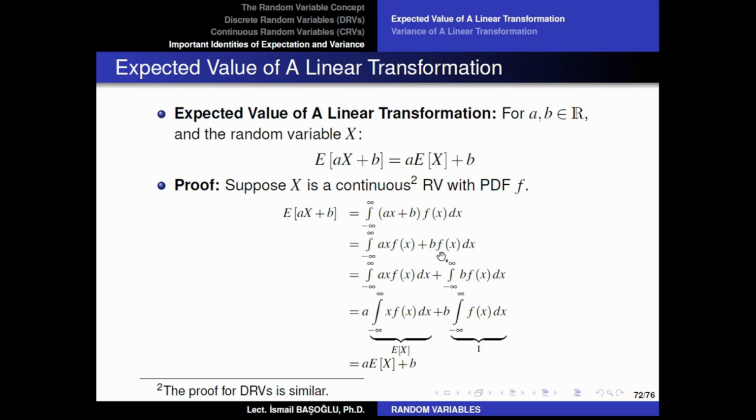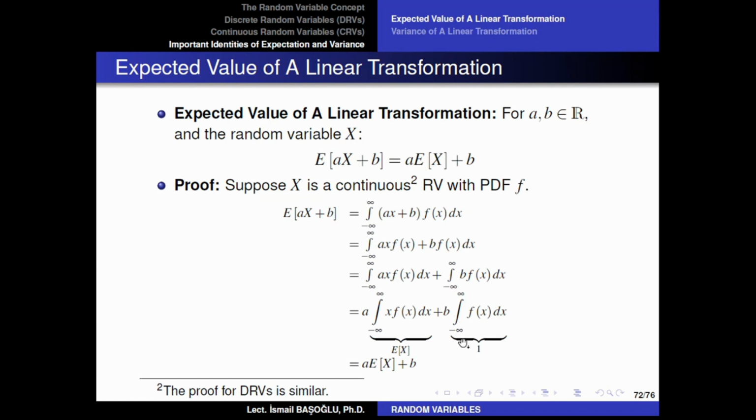And let's check the second component. In the second component, we have b as a constant multiplier, again, which can get out of the integral. And in the integral, the integrand, the function that we integrate, is fx simply. And if you integrate a probability density function from minus infinity to infinity, what you are going to get is the total area under the PDF. And I have told you earlier that the total area under the PDF is always 1.